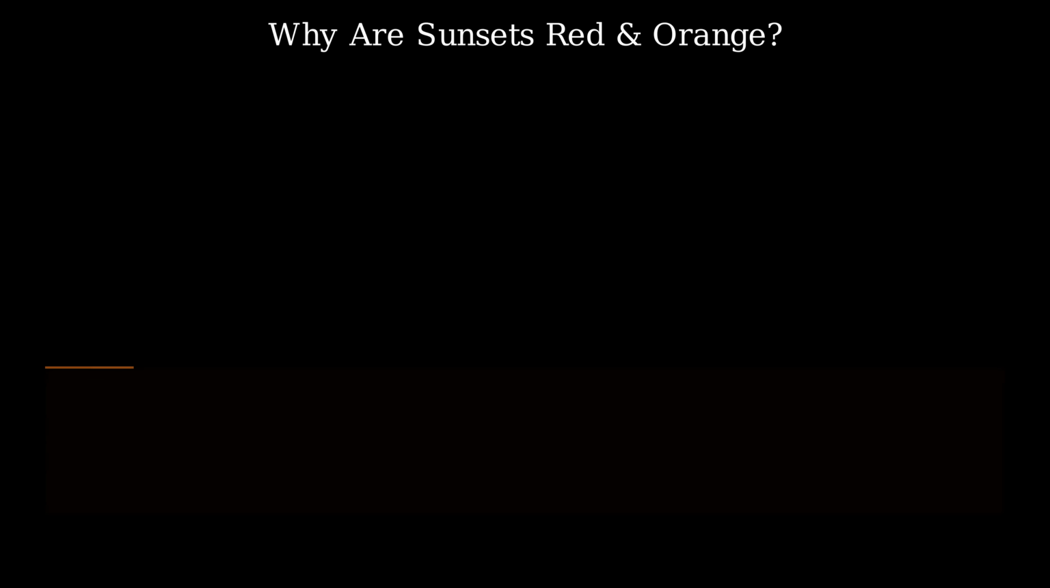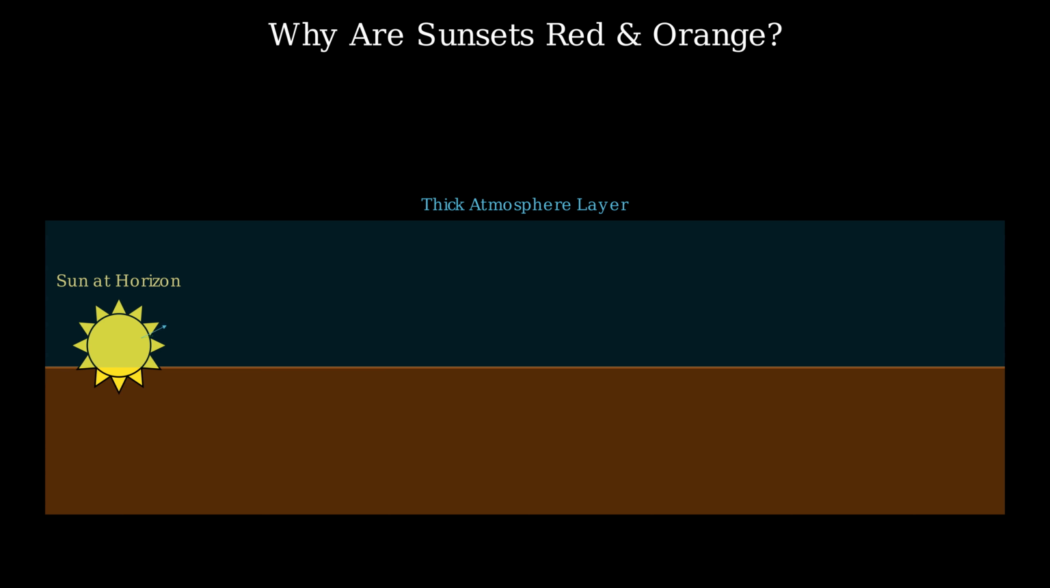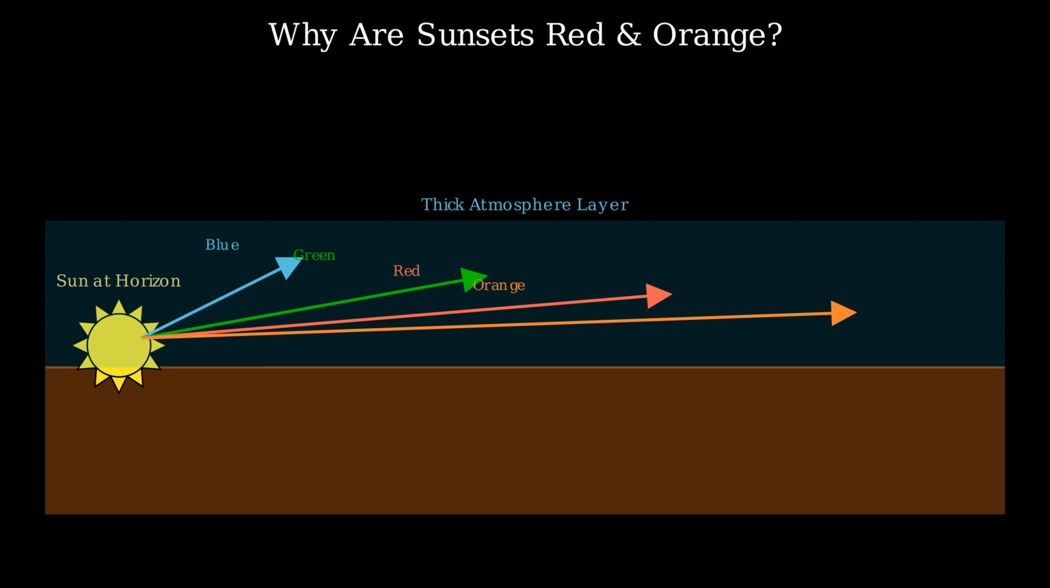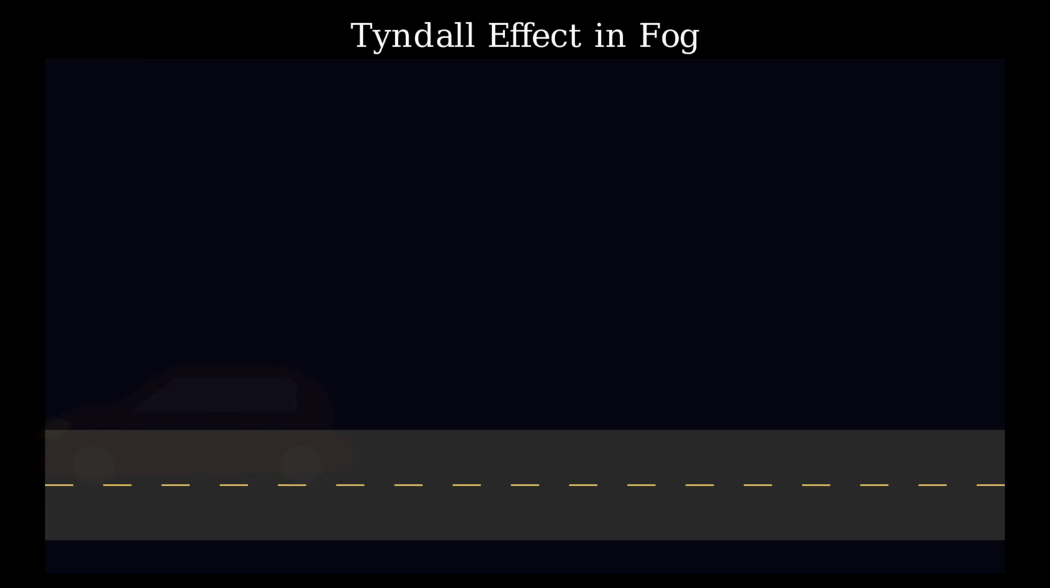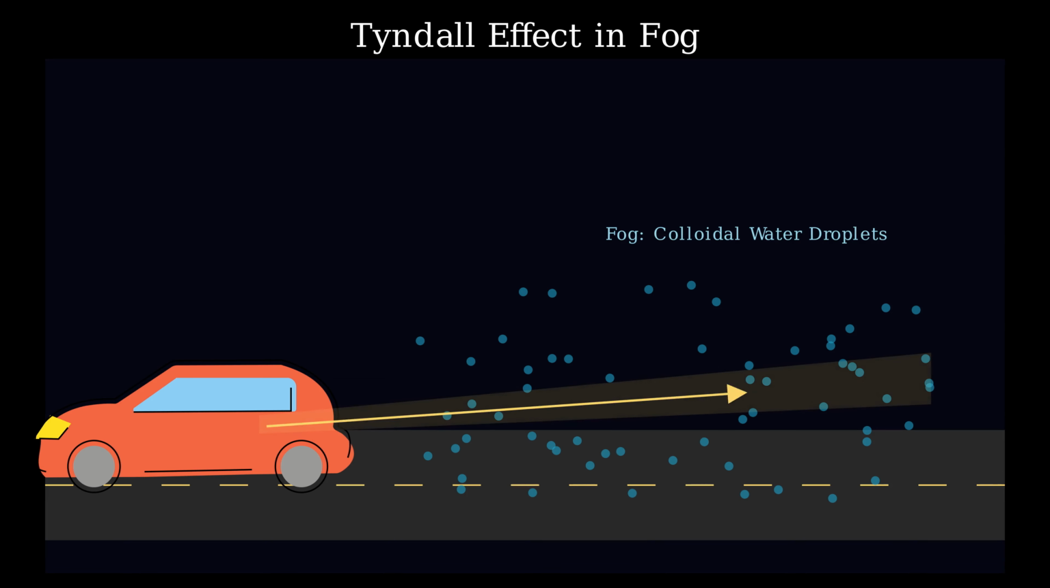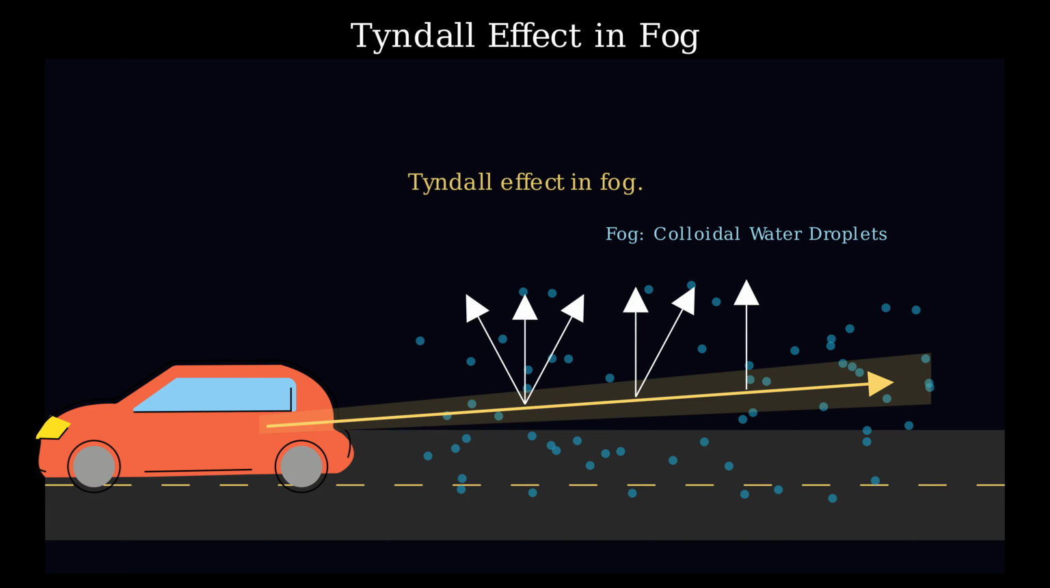When the sun is low near the horizon, the light travels through more atmosphere, so red and orange light scatter too. This is why sunsets are red and orange. Car headlights are visible in fog for the same reason. Fog contains water droplets that are colloidal in size. The light from the headlights scatters off these droplets, making the headlights stand out in the mist.